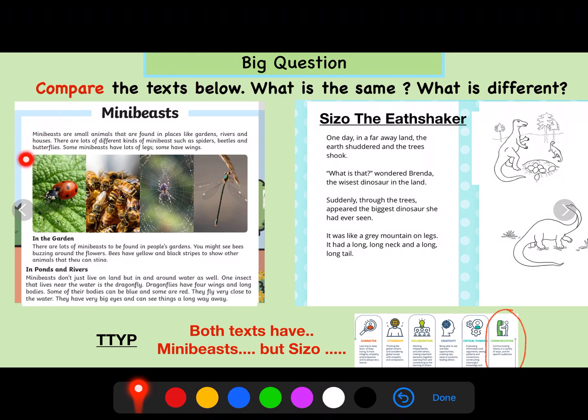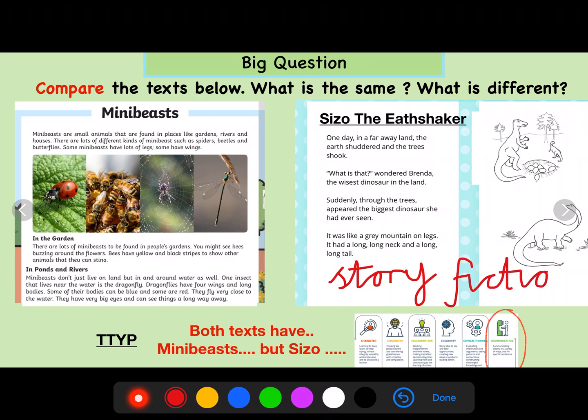Super. Some of the differences that we can see are that Sizo is a story that is made up. It is a fictional story. This text is about mini beasts and it is not made up. It is what we call non-fiction. That means it is true. My turn, your turn. Non-fiction. This is a report. It tells us facts about mini beasts.